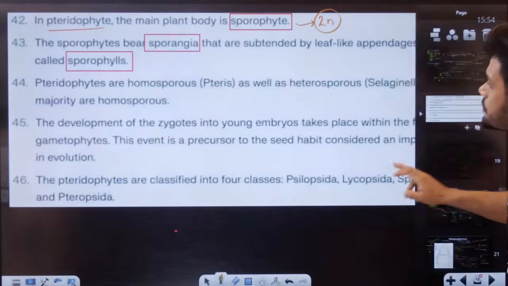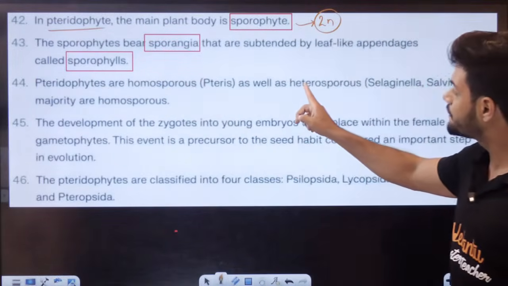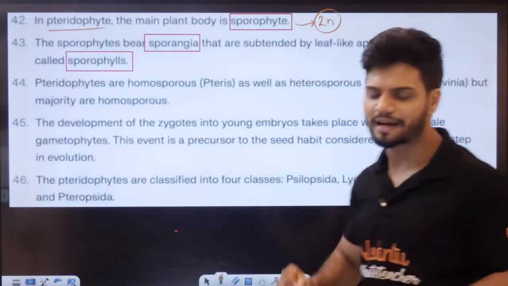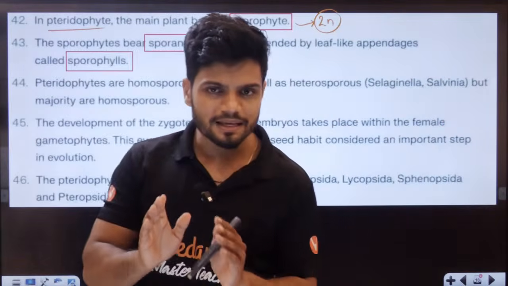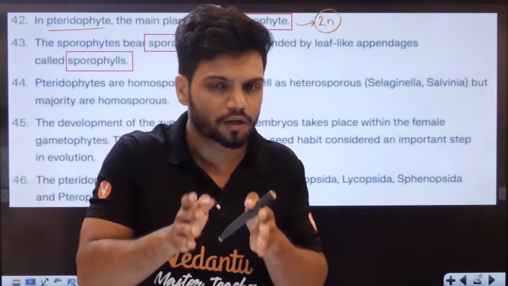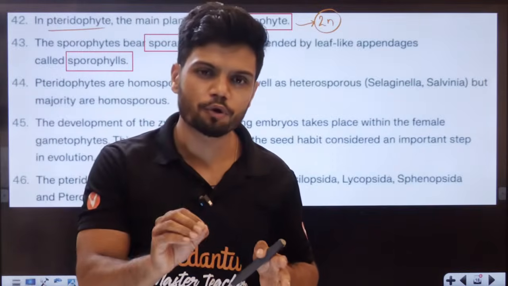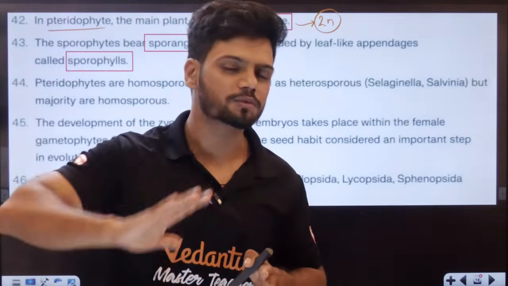ओके, नाउ स्टूडेंट्स, नाउ टेरिडोफाइट्स आर होमोस्पोरस as well as heterosporous. इसका मतलब क्या है स्टूडेंट्स? Homosporous is the concept where homo माने same, sporous is spores. So same one type of spore is produced. So in homosporous only one type of spore is produced.